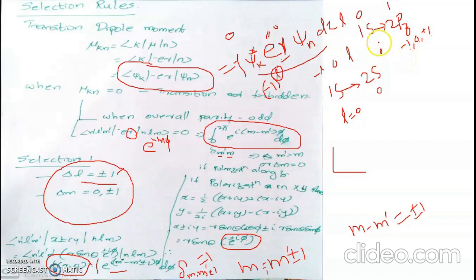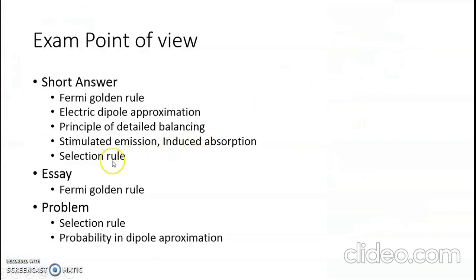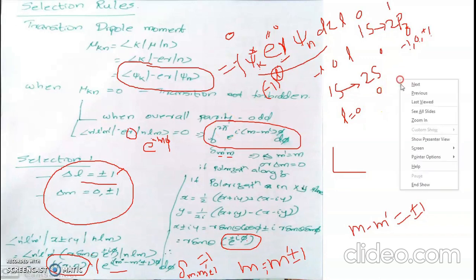Suppose the transition is from s to this. When L equals 1, you can have three different choices of m. M can have -1, 0 and +1 as the three possible values. Suppose the transition is from 1s to 2p, 1s to 2px. The change in m value is 1, that is -1.